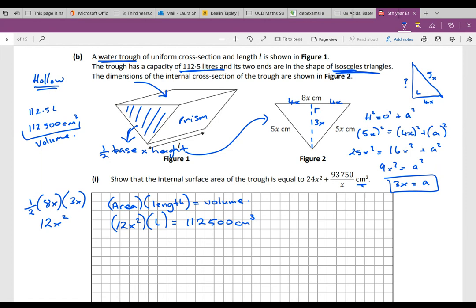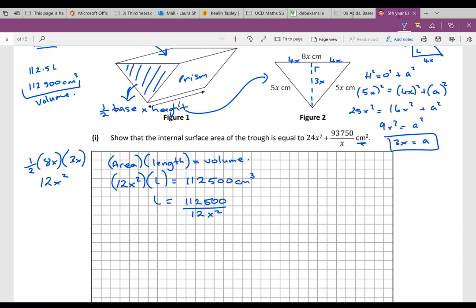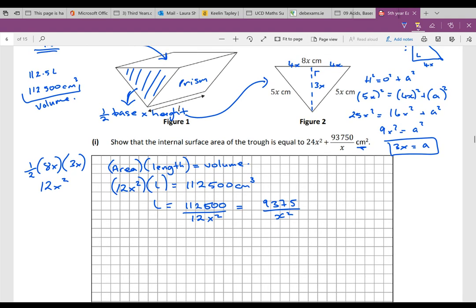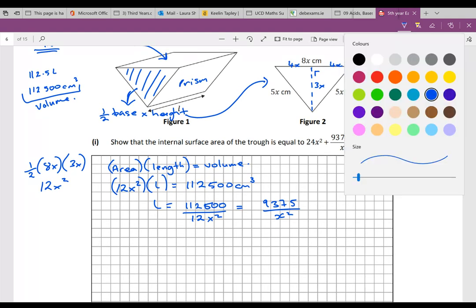So to get an expression here for L, L is 112,500 divided by 12x squared. Now that actually simplifies further to 9375 over x squared. So I know what my L is, and the importance of doing this was actually specifically to find L.